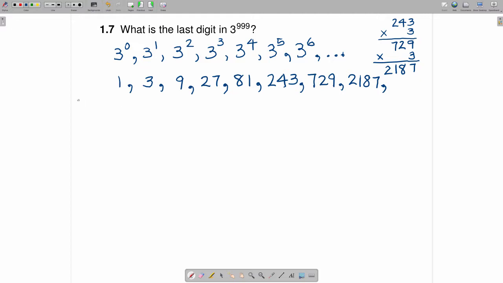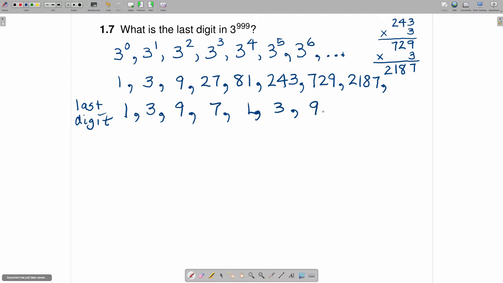And let's look at the last digit. By saying last digit, what we really mean is the ones digit for each one of these. Let's see what we get. We get a 1 and a 3 and a 9. What is the last digit on 27? The ones digit there is 7. And the ones digit here is a 1. The ones digit here is a 3. The ones digit on 729 is a 9. The ones digit here is a 7.